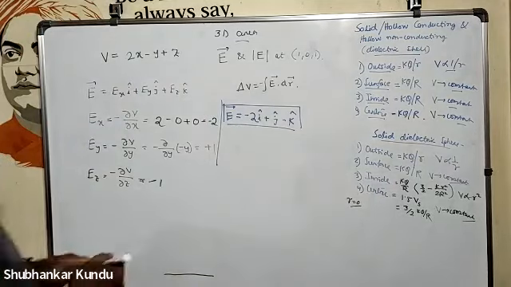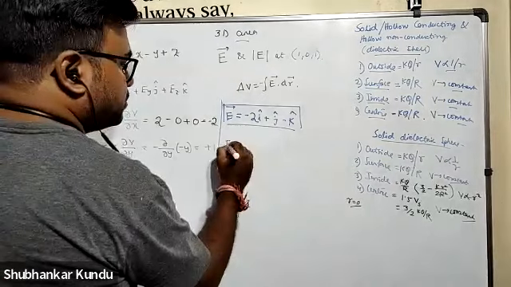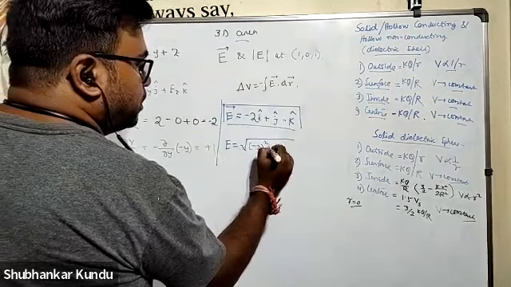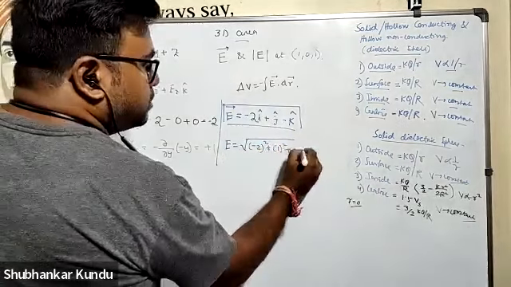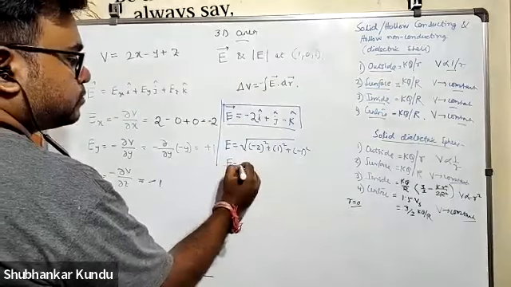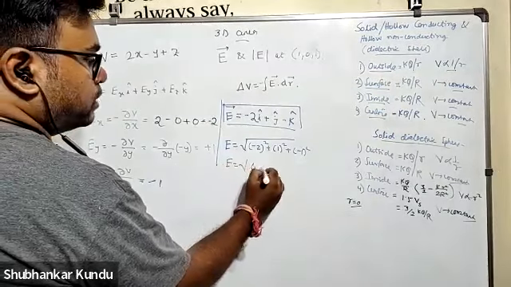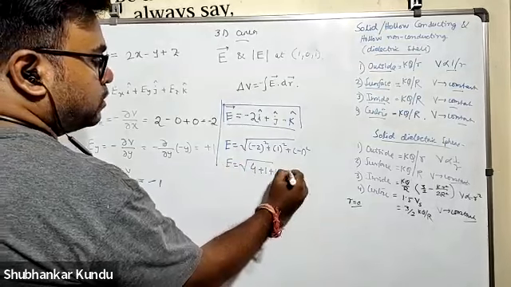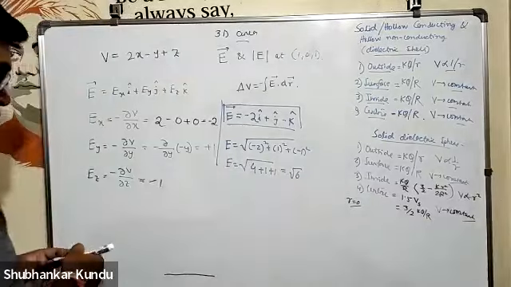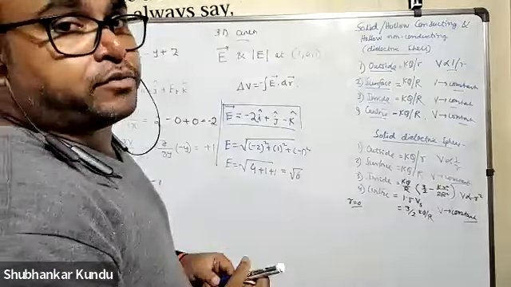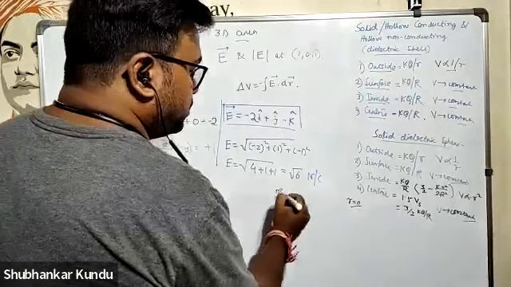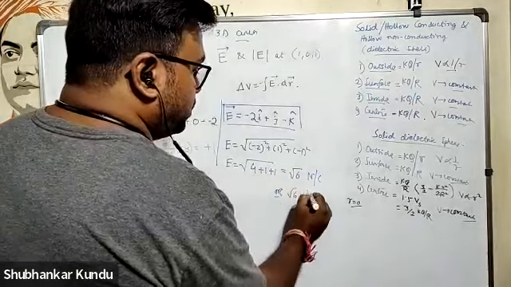So what would be the magnitude of the electric field? Magnitude is given as the square root of minus 2 squared plus 1 squared plus minus 1 squared. 4 plus 1 plus 1 is equal to under root 6. And what is the unit of electric field? Newton per coulomb, or also we can write volt per meter.